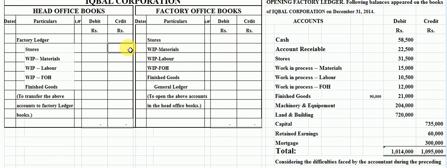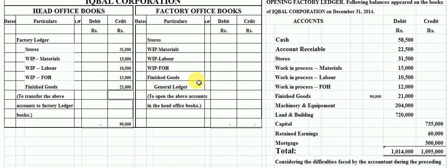Now, in stores, the value is 31,500 rupees. Work in process material 15,000 rupees. Work in process labor is 10,500 rupees. Work in process FOH 12,000 rupees. And finished goods inventory is 21,000 rupees.